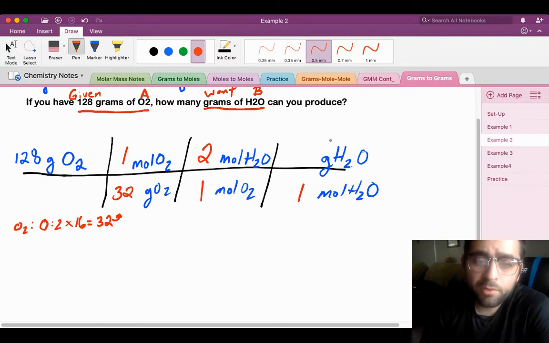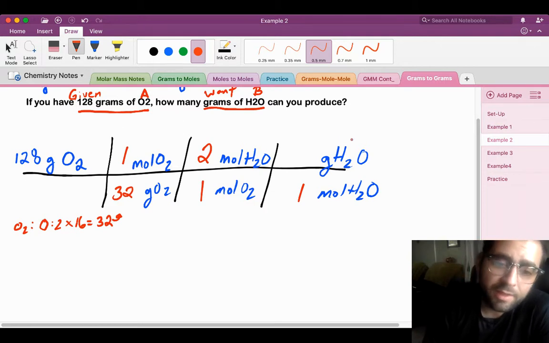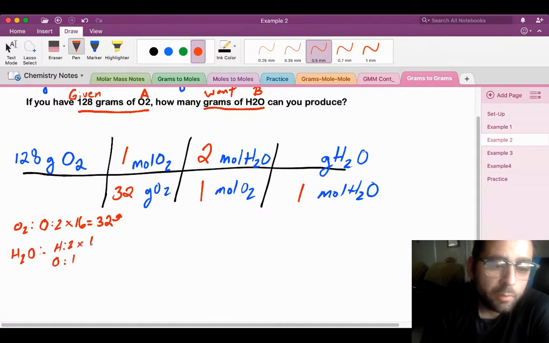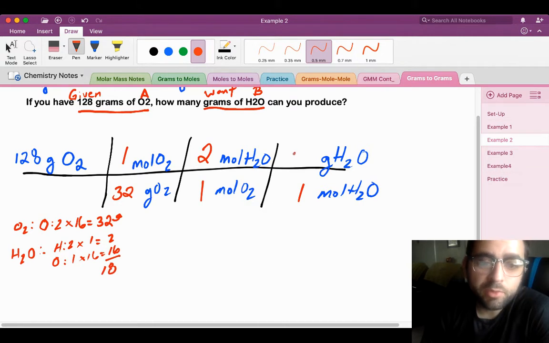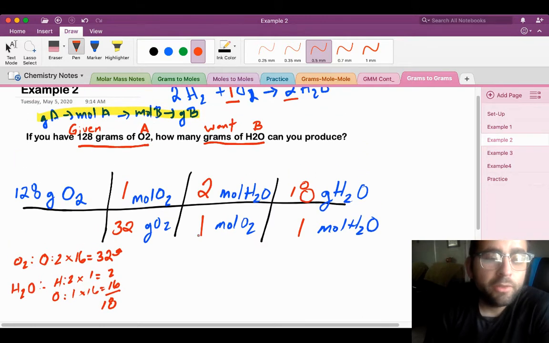We already found the molar mass of water. That was in the last example, but let's just do it here so that we can have it. So H2O has 2 H's and 1 O. Mass of H is 1, mass of O is 16. So 2 times 1 is 2, 1 times 16 is 16. So the total mass of water is 18 grams. So 18 goes right here. So now those are my molar masses.